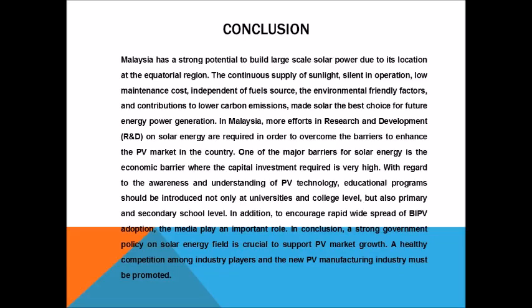Conclusion: Malaysia has a strong potential to build large-scale solar power due to its location in the equatorial region. The continuous supply of sunlight, silent operation, low maintenance cost, independence from fuel sources, environmental friendliness, and contribution to lower carbon emissions make solar the best choice for future power generation.